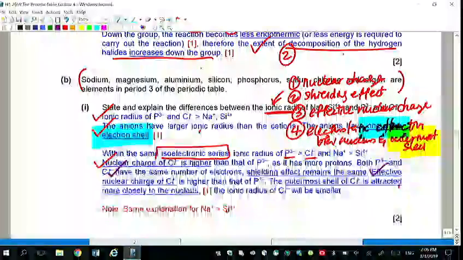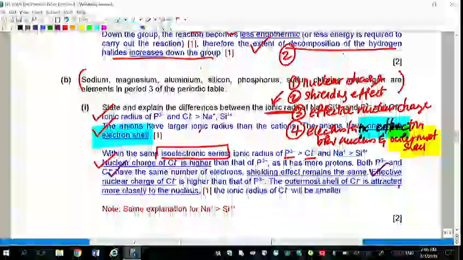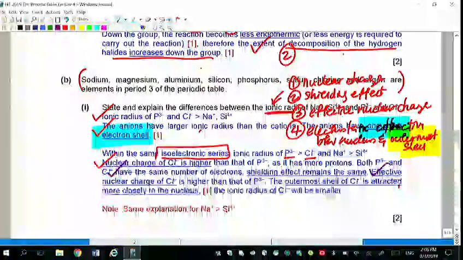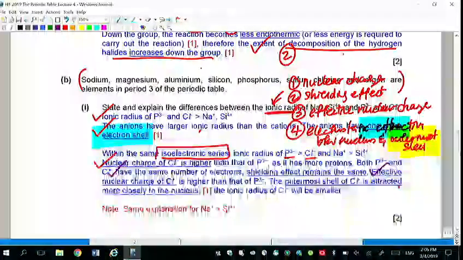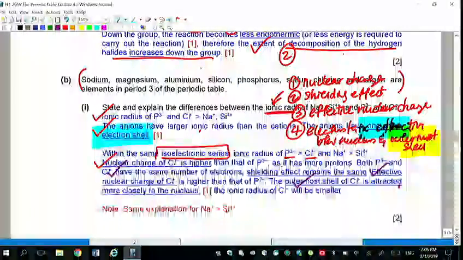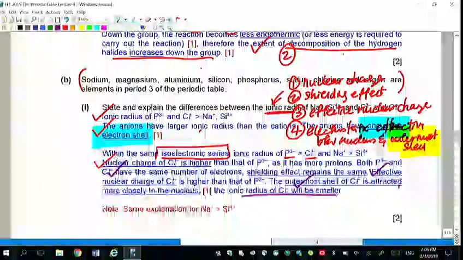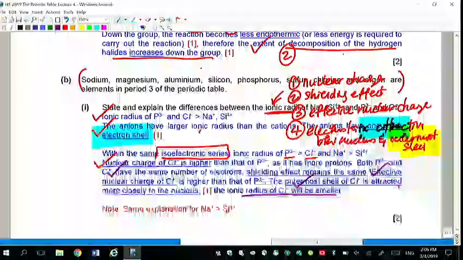The effective nuclear charge of chloride ions is higher, because the nuclear charge is higher but the shielding effect is almost the same. That is why the effective nuclear charge of chloride is going to be higher. The outermost shell is going to be more strongly attracted to the nucleus. That is why the ionic radius is smaller. Can you see the flow? I give you around 1 minute to read through this.